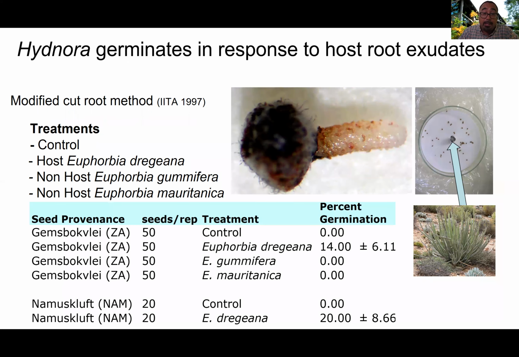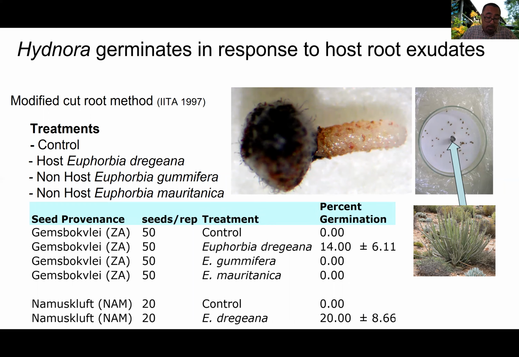The host-specific Hydnora triceps only germinates in response to the root exudates of its exclusive host, Euphorbia dregeana, demonstrating a sophisticated germination system and probably the formation of a persistent seed bank.